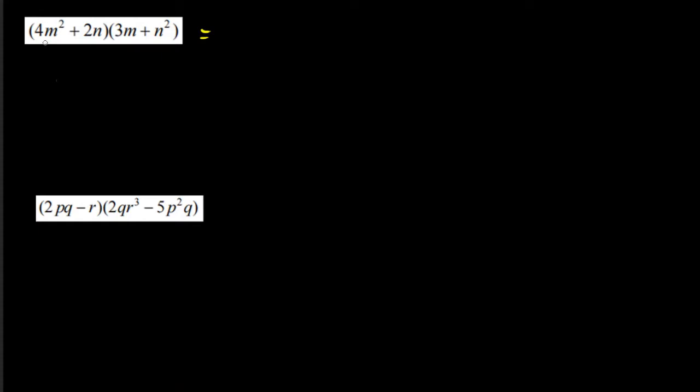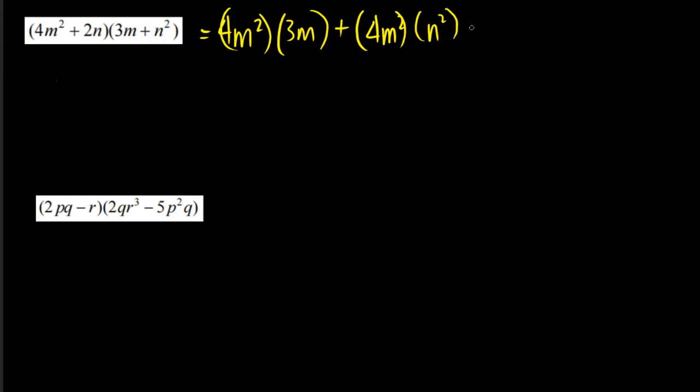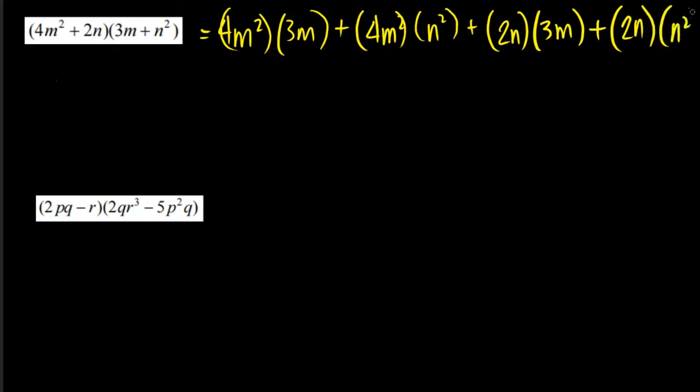Now, let's multiply. So, the first terms are 4m squared times 3m. And then, the outer terms are 4m squared and n squared. So, 4m squared, n squared. The inner terms are 2n and 3m. And finally, the last terms are 2n and n squared. Okay.